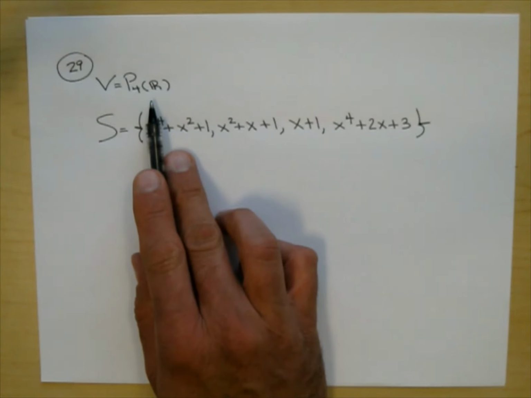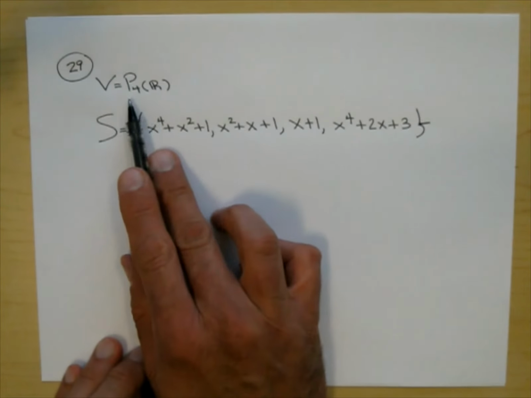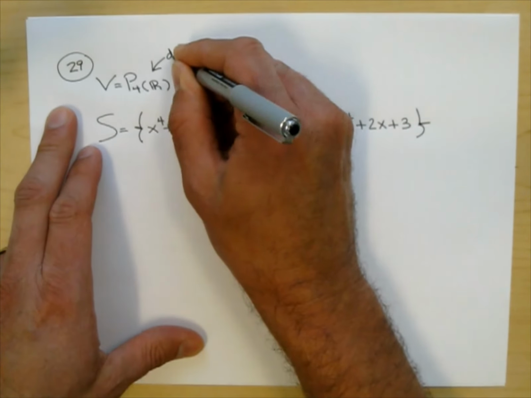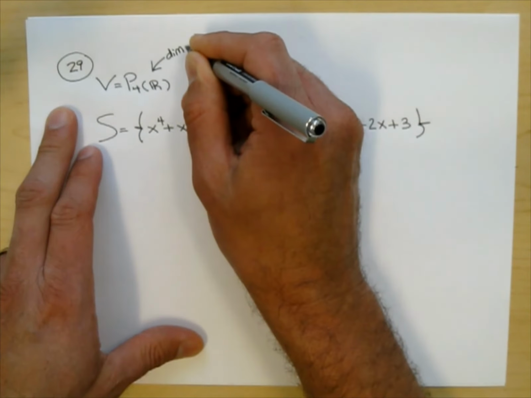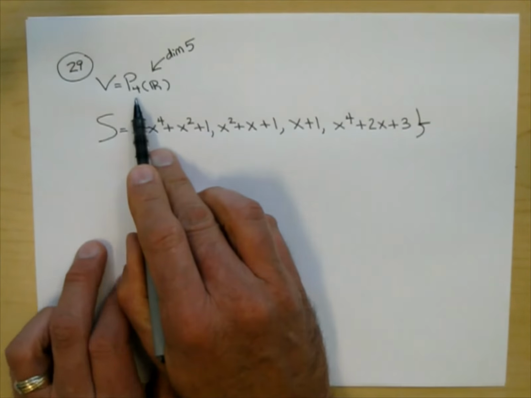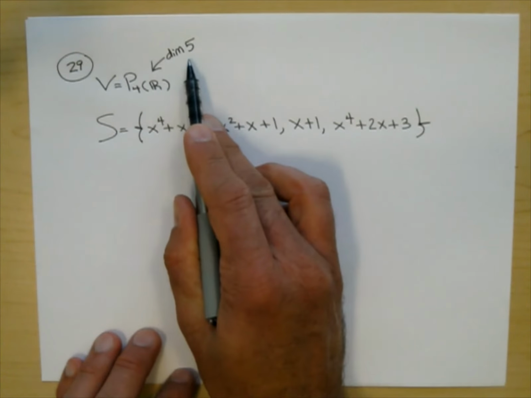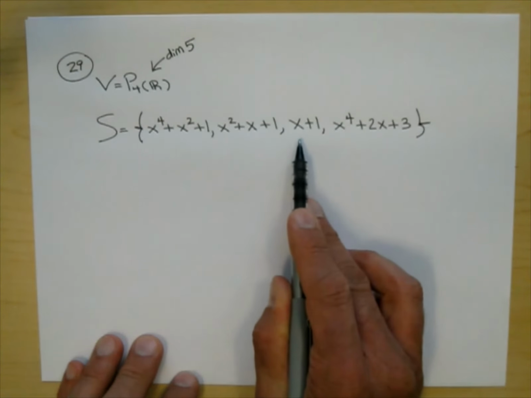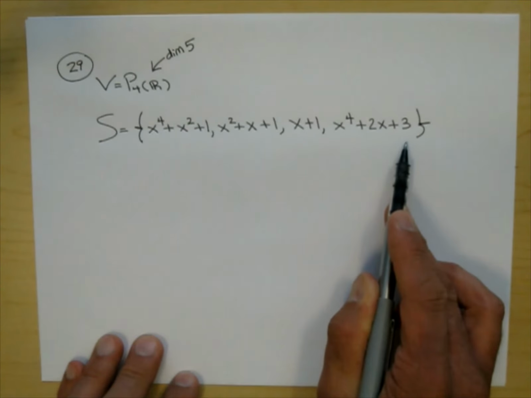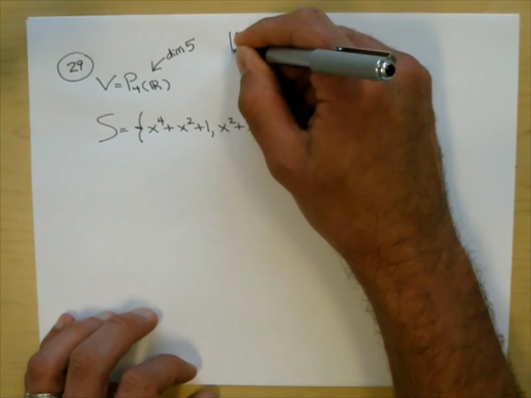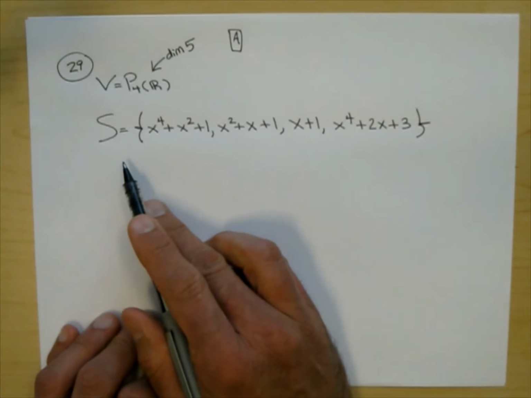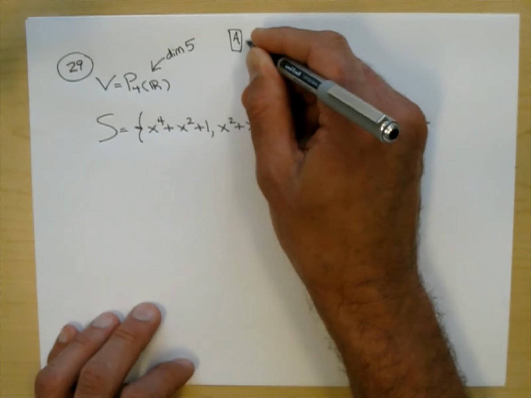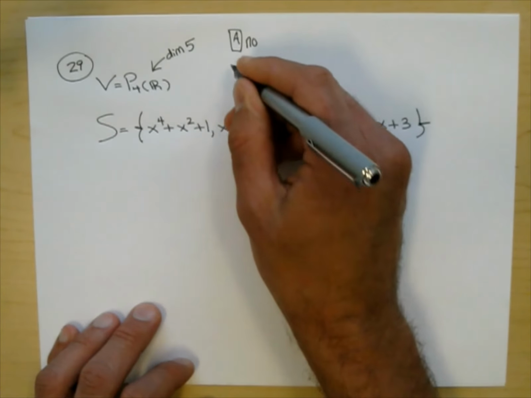We have P4. What is the dimension of P4? This is dimension 5. Okay, this is polynomials of degree 4 or less. It has dimension 5. How many vectors do I have here? 1, 2, 3, 4. I'm going to put the answers up here. Does S span V? No, because there's only 4 vectors. So this is a no.